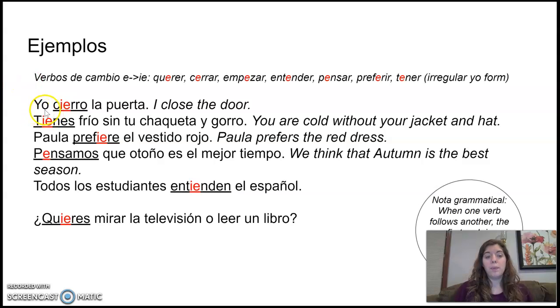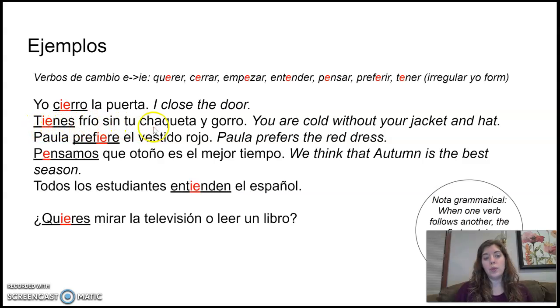Yo cierro la puerta. I close the door. We chose the O of cerrar, the O to make the yo ending, and changed the E of cerrar into the IE.